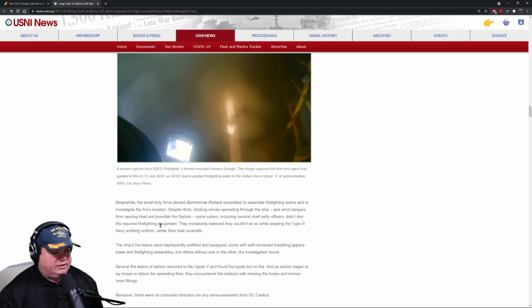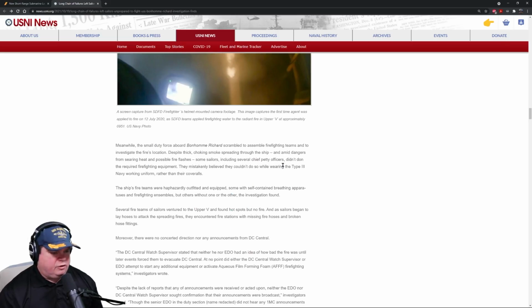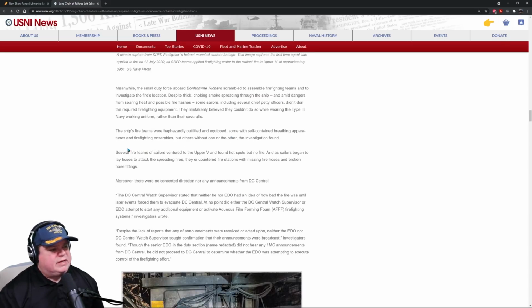Amid dangers of searing heat and possible fire flashes, some sailors, including chief petty officers, didn't don required firefighting equipment. They mistakenly believed that by wearing their Type 3 Navy work uniform, they couldn't wear the FFEs. I don't know why they would think that. That's weird. Okay, the ship's fire teams were haphazardly outfitted and equipped with some self-contained breathing apparatuses and firefighting ensembles, but others without one or the other.